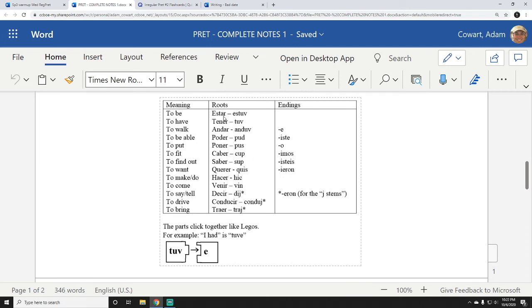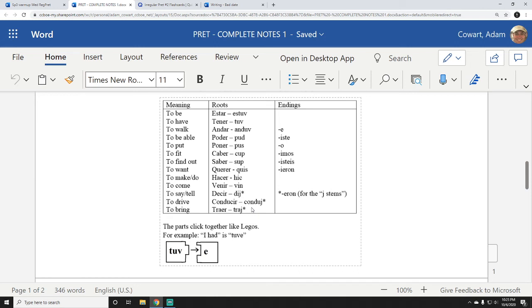Okay, so here we go. Estar, estuve. Tener, tuve. Andar, anduve. Poder, pude. Poner, puse. Caber, cupe. Saber, supe. Querer, quise. Hacer, hice. Venir, vine. Decir, dije. Conducir, conduje. And traer, traje. And there you go. Okay, awesome. So I think that was pretty good.